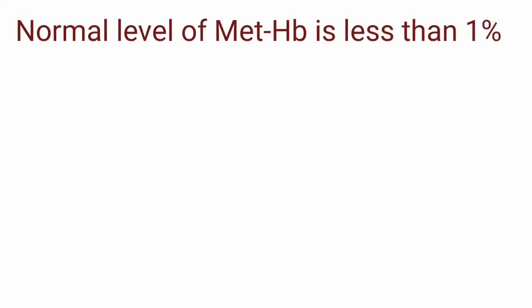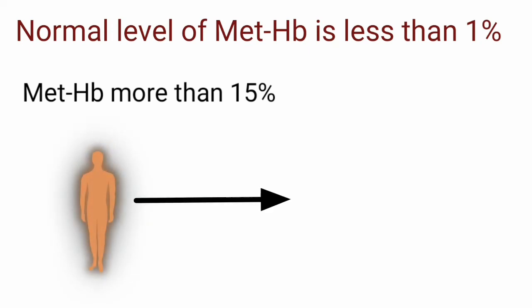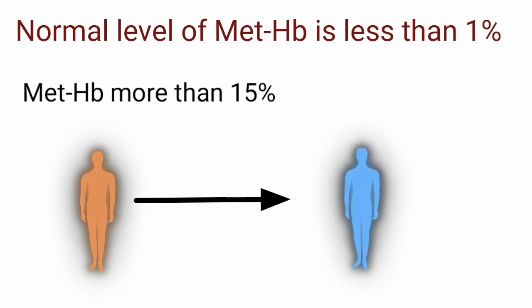Normal concentration of methemoglobin is less than 1% of total hemoglobin. When methemoglobin in the blood increases up to 15%, it leads to bluish color of the skin, that is cyanosis. Methemoglobin shows characteristic absorption at 630 nanometers.